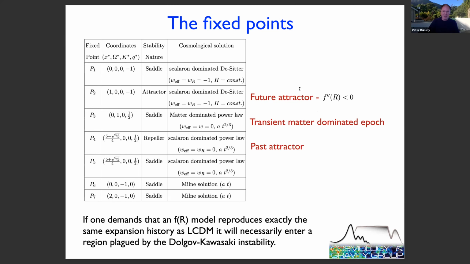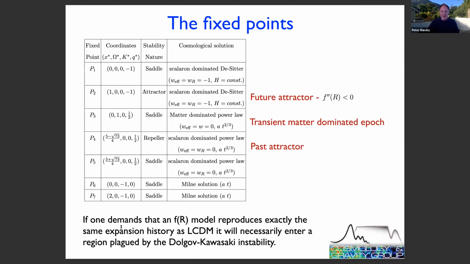So it lies in a region where you are likely to get instabilities in the future. Now, this shouldn't concern us too much, provided the evolution of the model passes the transient matter-dominated solution, then starts to accelerate in a sort of pseudo-dark energy phase, and then this instability could lie in the far future. So it's not a big concern. It would only be a concern if one enters that region at an earlier stage.